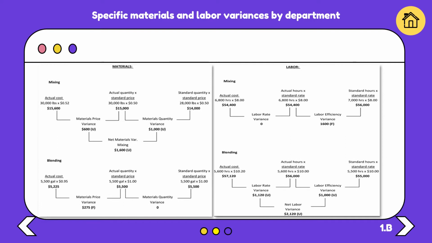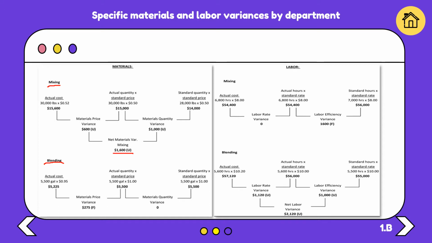Moving on to the calculation of specific materials and labor variances by departments, this shows an alternative format, sometimes referred to as the goalpost diagram. This is for calculating the materials and labor variances using the data previously presented for materials and labor. Under mixing department of the materials, the combined effect of the two variances results to unfavorable net materials variance of $1,600. Under blending department, we have 0 for materials quantity variance and then $275 for materials price variance, which is favorable. Next is under labor.